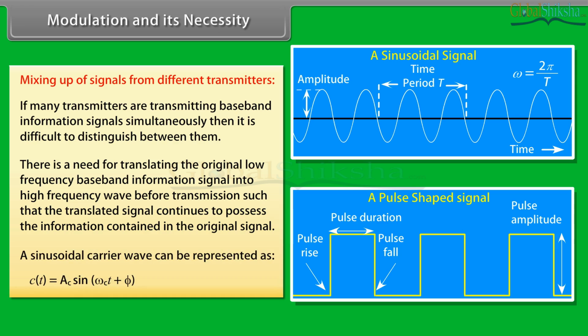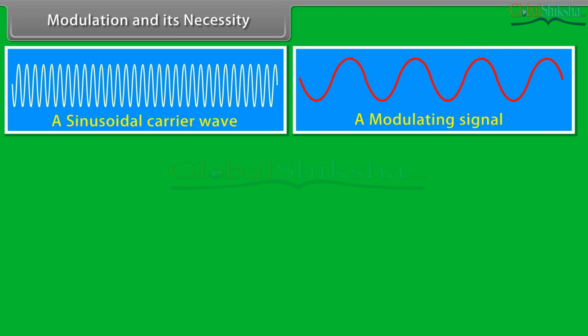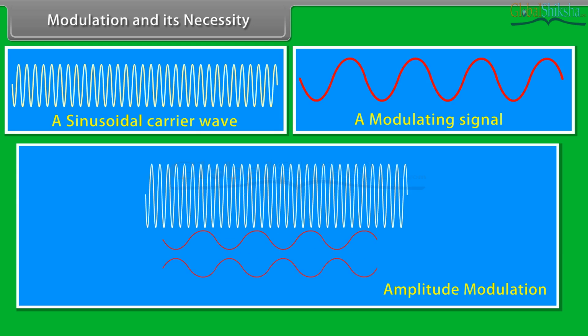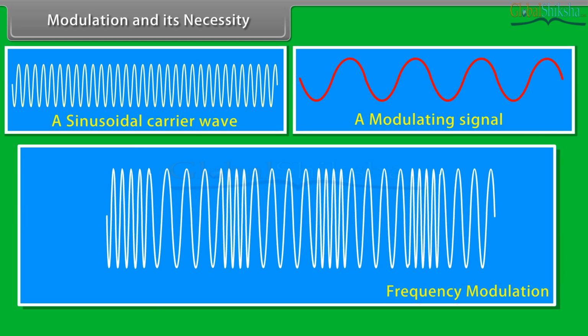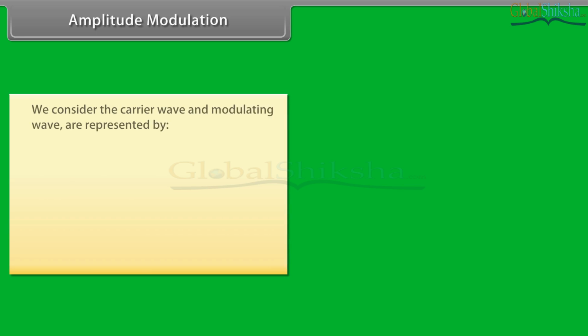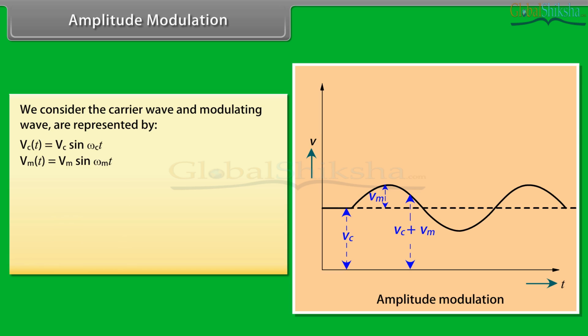A sinusoidal carrier wave can be represented as c(t) is equal to Ac sin(omega c t plus phi). There are 3 types of modulation: amplitude modulation, frequency modulation, and phase modulation. Amplitude modulation. We consider the carrier wave and modulating wave are represented by vc(t) is equal to Vc sin omega c t.